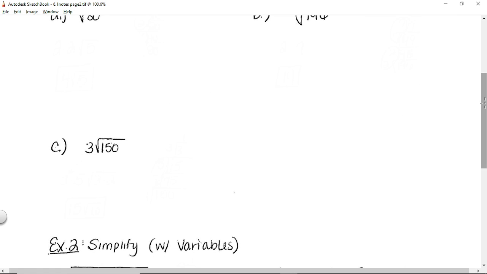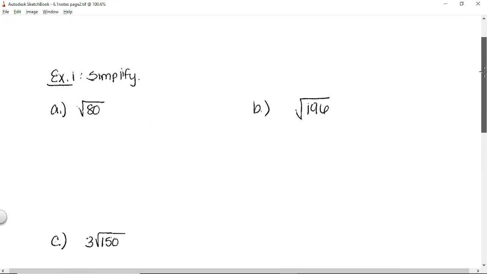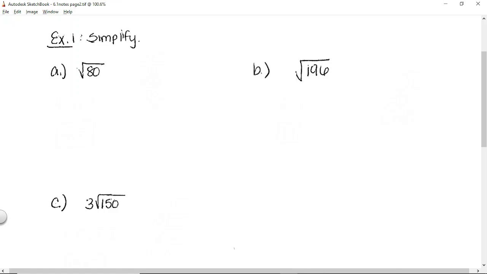Okay, so let's look at example 1a. Simplify, and that's just the square root of 80. Okay, so we said we divide by primes until we get that 1 on top of the cake.